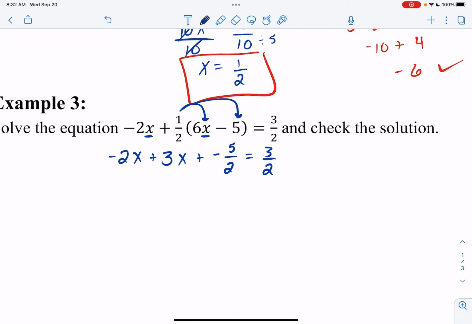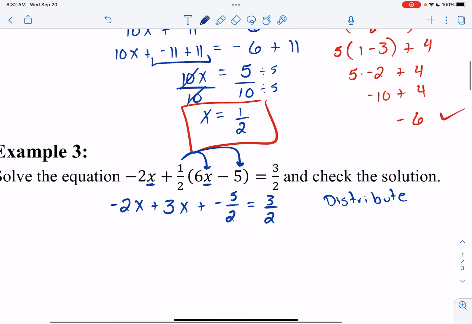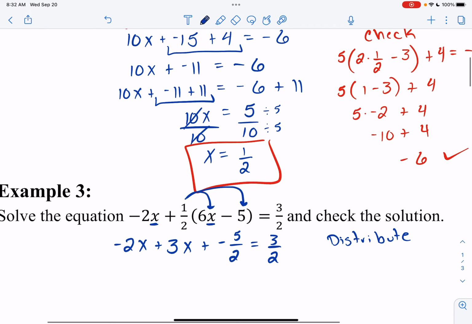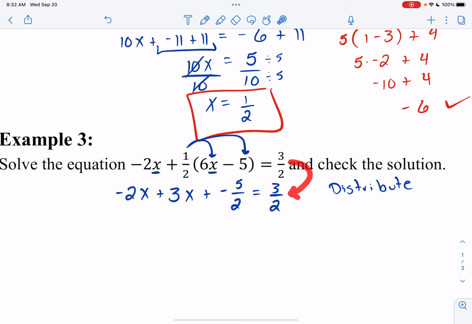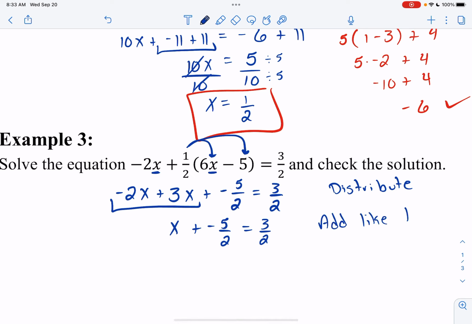Okay, so in that first step, all I did was a distributive property. So I'm going to say I distributed. Sometimes it's useful: if I'm asked to justify each step, I just justified that first step. How did I get from here to here? I distributed. Next, I can go ahead and put these like terms together. Negative 2x plus 3x is 1x. The reason for that is what? I put together, or I added, my like terms.